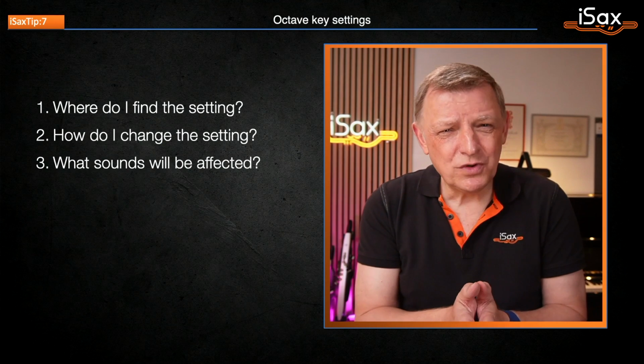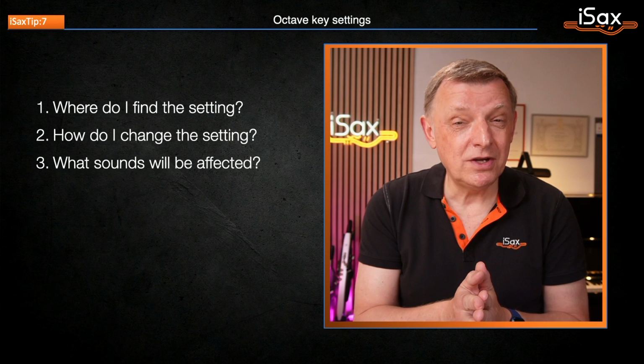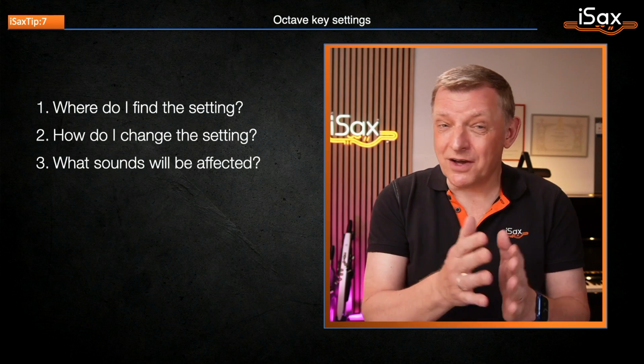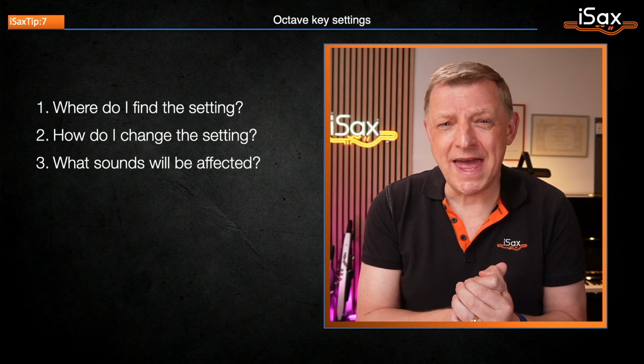What sounds will be affected? Well, the octave key setting is what we would term a system setting. That means that it's going to affect all the scenes or sounds on your Aerophone. There are 4 or 5 different settings for the octave key on the Aerophone, so let me try and explain to you the differences.